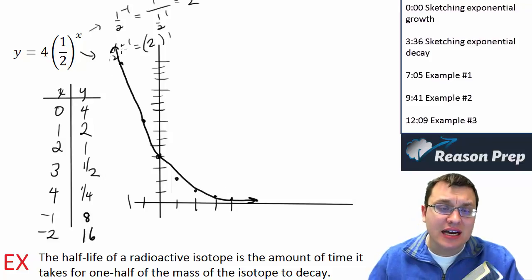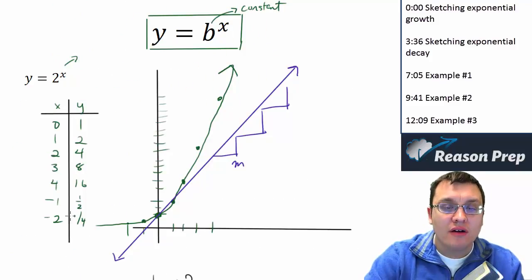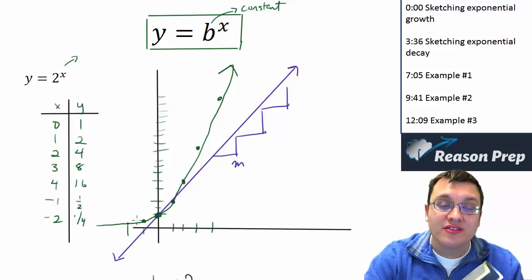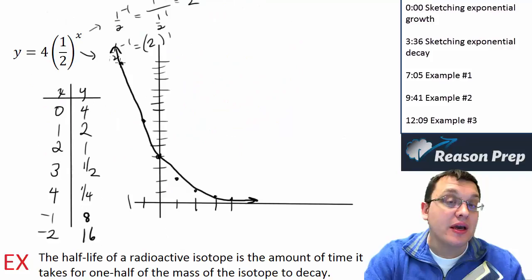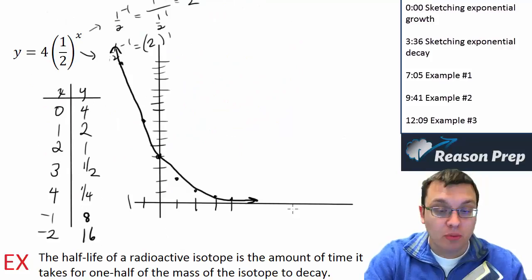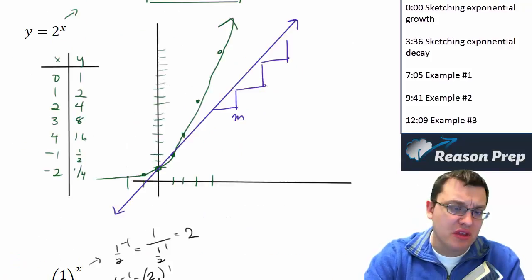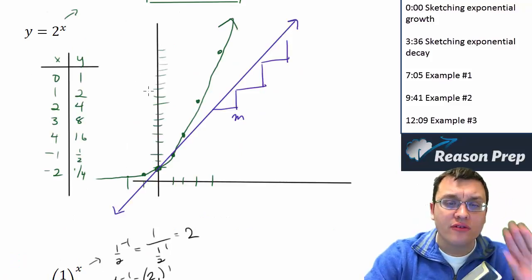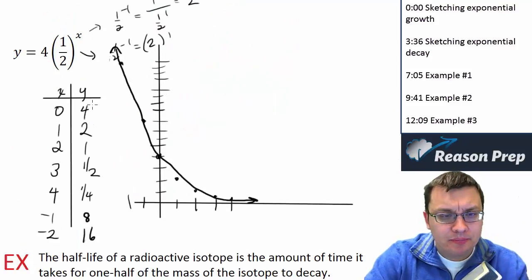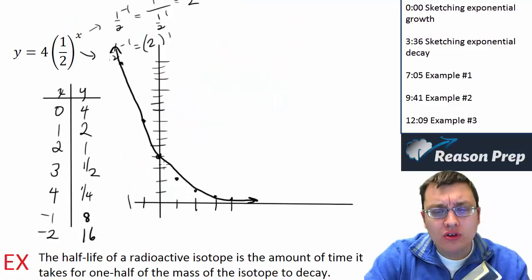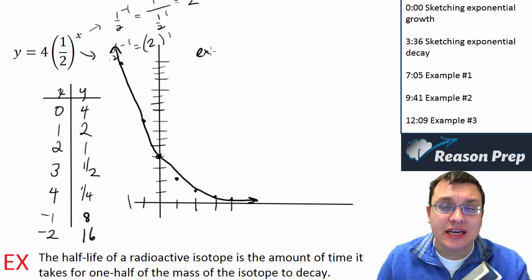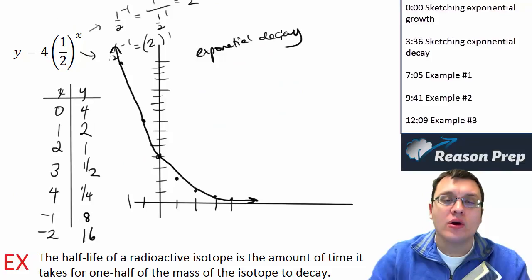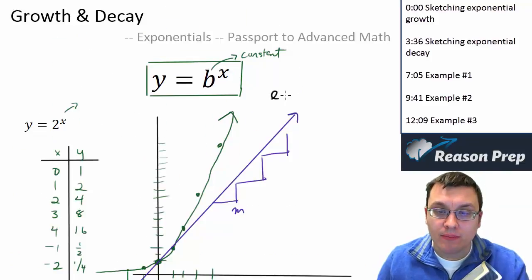And notice it's actually kind of the opposite of this curve, this exponential growth curve, right? This gets bigger as x gets bigger and gets smaller as x gets smaller. This one gets bigger as x gets smaller and it gets smaller as x gets bigger. So really it's just the flip of this curve over the y-axis, essentially. But anyway, what can we say about this? This is called exponential decay, whereas this one is exponential growth.